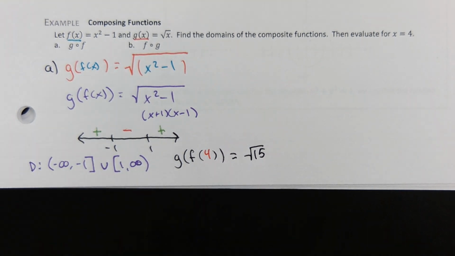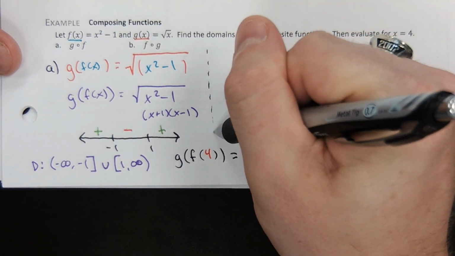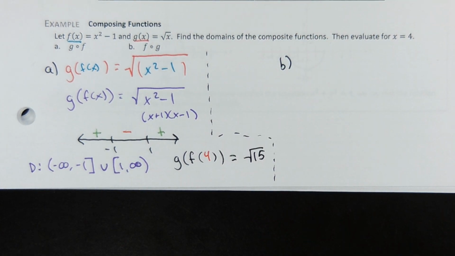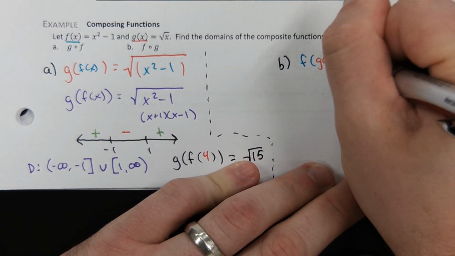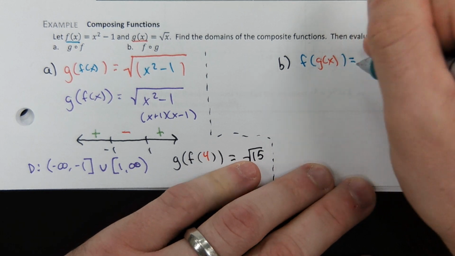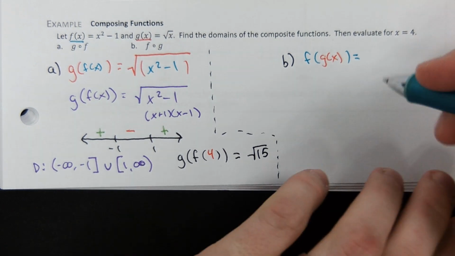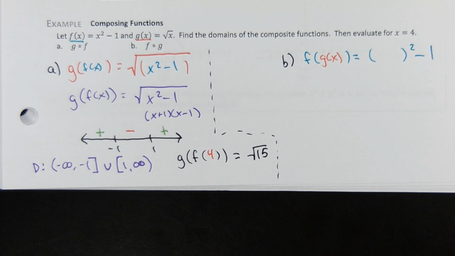B. I might need space. Necesito espacio. Okay, part B. This is f of g of x. So I take the blue function, and everywhere I had an x, I have a set of parentheses. And I will be throwing g of x into that set of parentheses.